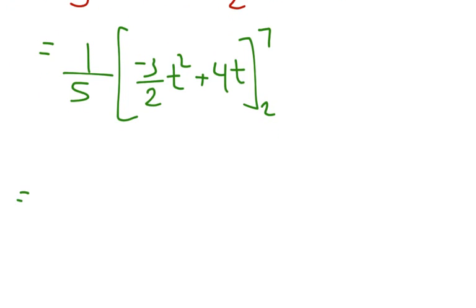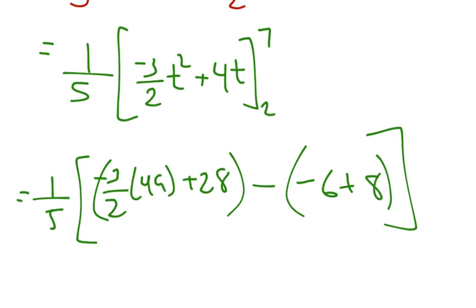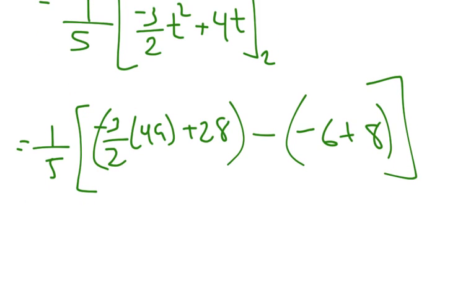And then we got 1/5. And then plug in 7, and we get 49 times negative 3 halves, and then plus 28. And then from that, we've got to subtract what happens when we plug in 2. So if I plug in 2, I get 4 divided by 2 is 2, so we get a negative 6 plus 8, which is going to be easier to calculate than this negative 3 halves of 49. Still got that 1/5 floating around out here.